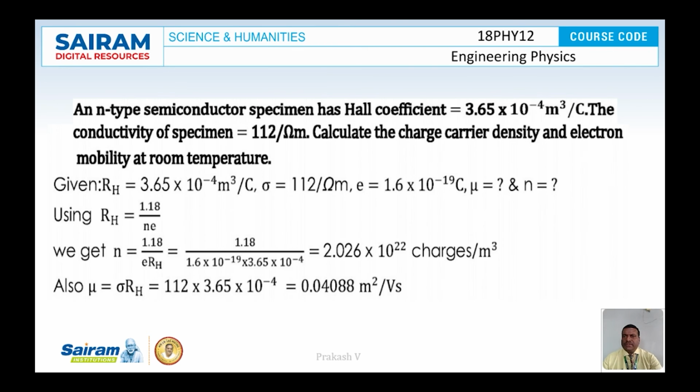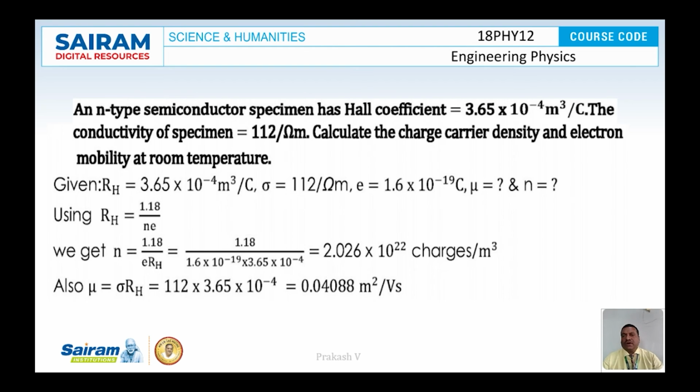The other problem is: an n-type semiconductor specimen has Hall coefficient equal to 3.65 into 10 to the power of minus 4 meter cube per coulomb. The conductivity of the specimen is equal to 112 per ohm meter. Calculate the charge carrier density and electron mobility at room temperature. So this is the problem.